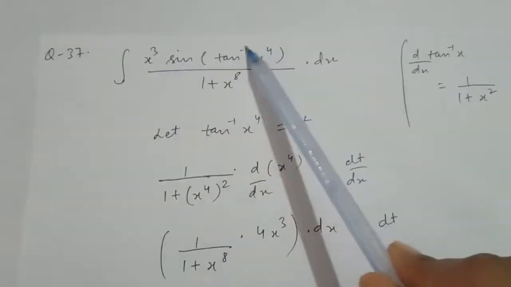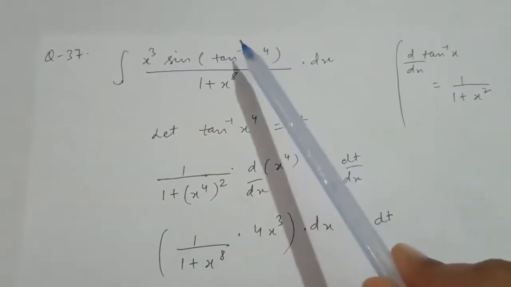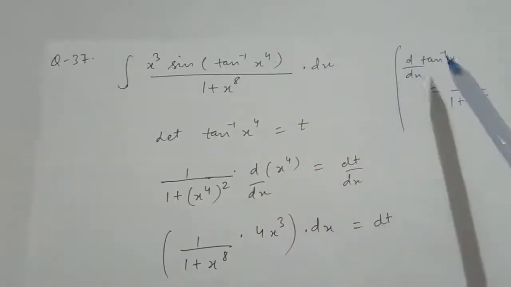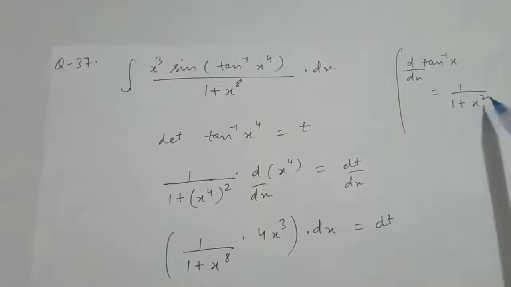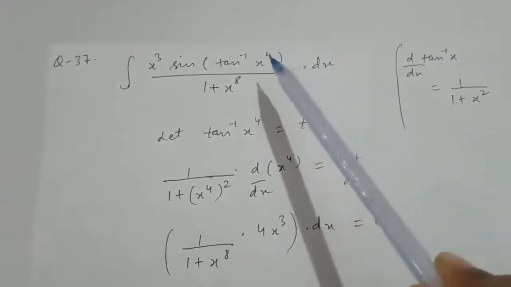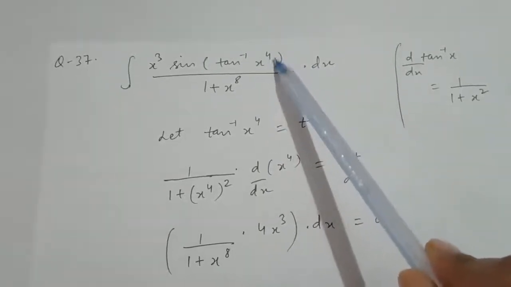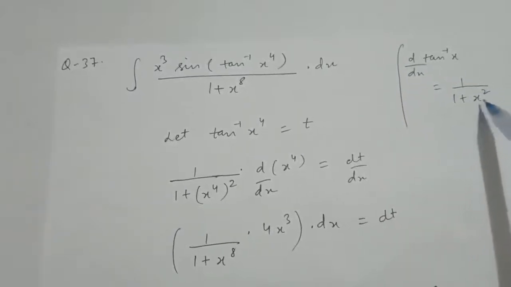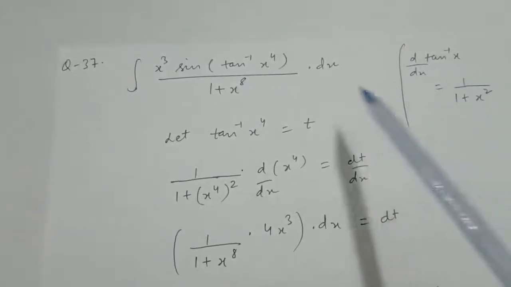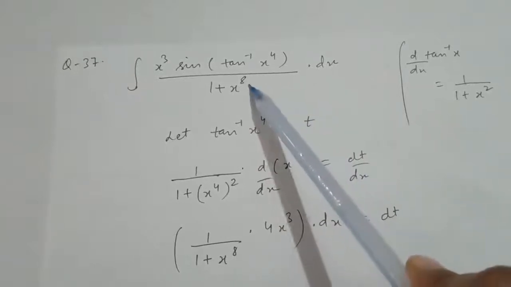But if we take this complete expression as equal to t, why? Because we know the derivative of tan inverse x is equal to 1 upon 1 plus x square. Therefore, the derivative of tan inverse of x raised to the power 4 will be 1 upon 1 plus x raised to the power 4 whole square, which is x raised to the power 8, right?